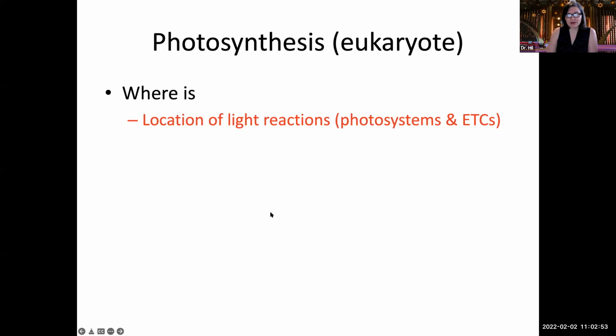the process of photosynthesis includes the light reactions, which are the photosystems that capture the photons of light, and the electron transport chains that use that light energy to pump protons across a gradient, across a membrane. So where are the light reactions happening in a eukaryotic cell? Correct. So they're happening on and around the thylakoid membrane of the chloroplast.